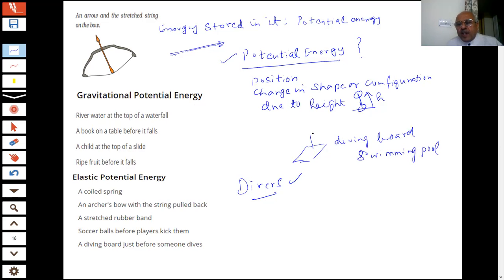Diving board, student. They push it, the board pushes them. So what type of energy is stored? When you stand on the board, potential energy is stored. As soon as you push it, it gives you a push. The potential energy is converted into kinetic energy, and you dive. You see how they are diving. This is elastic potential energy, students.